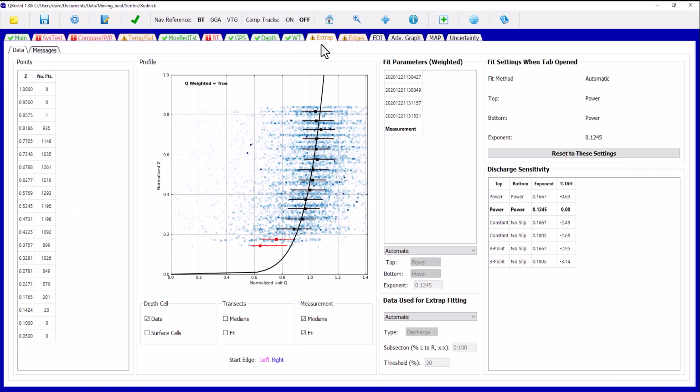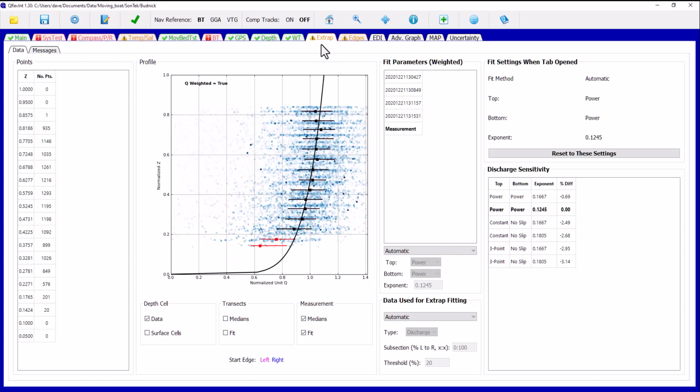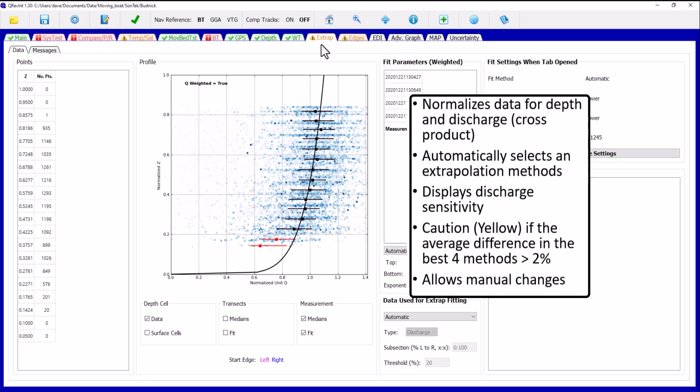The purpose for Extrap is to provide the user a correct and efficient method to visually determine the best extrapolation method to use for computing discharge in the unmeasured top and bottom portions of an ADCP discharge measurement. The extrapolation method normalizes the data for depth as a normalized Z value, which is 0 at the stream bed, 1 at the water surface, and a normalized unit discharge.